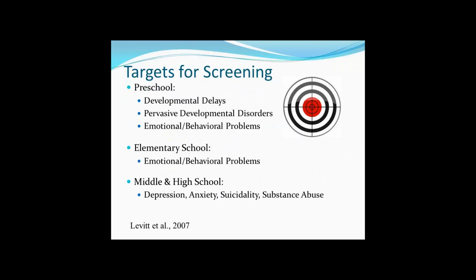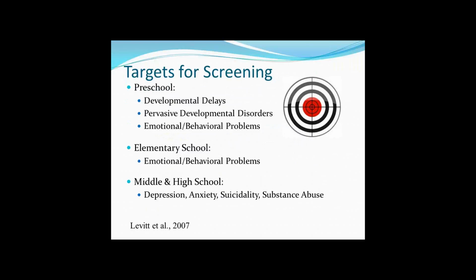So for different school levels, there are different targets for screening. In preschool, you're looking at the 3 to 5 age range. You're looking for developmental delays, pervasive developmental disorders, and emotional behavioral problems. This is where you're ruling out things like autism spectrum disorder, delays in learning or other developmental delays. You're looking for more pervasive developmental disorders. This is where these things are emerging to the point where they can be screened for.